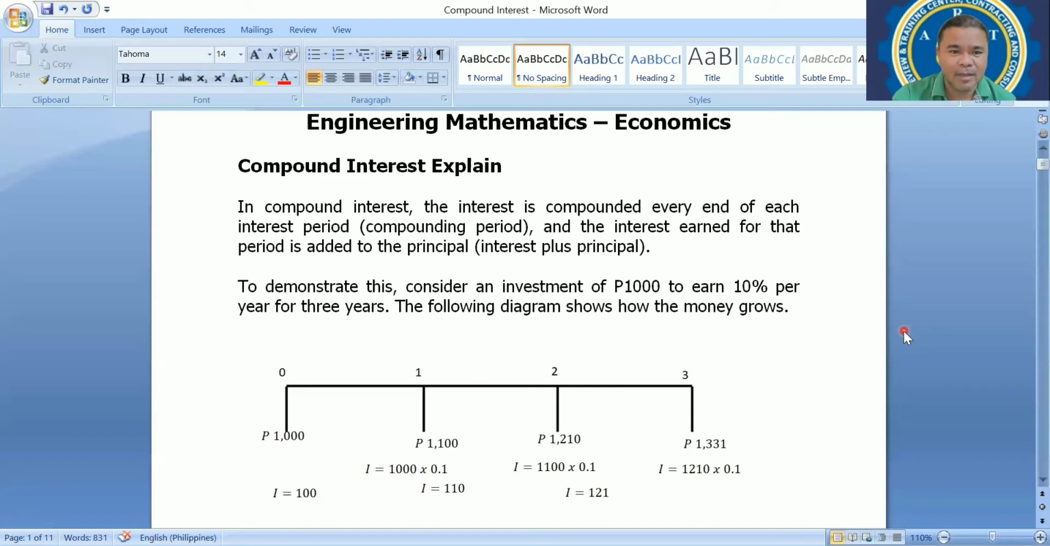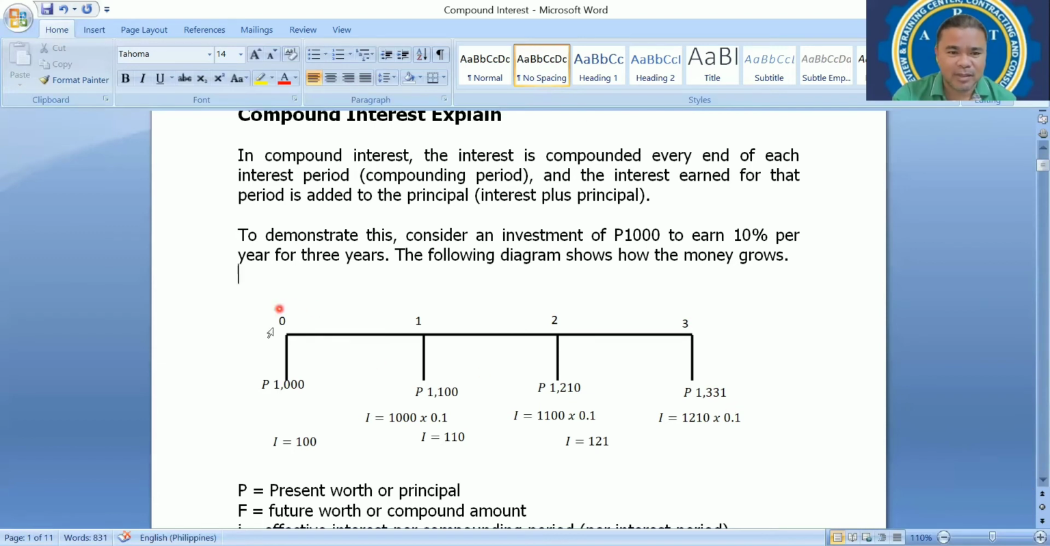To demonstrate this, consider an investment of 1,000 to earn 10% per year for 3 years. The following diagram shows how the money grows. Example, you have 1,000. You borrowed money from the bank or your friend, and it is agreed that it earns 10% per year. So 1,000 for year 0, and after 1 year, the 10% of 1,000 is added, so it becomes 1,100. That is the principal plus the interest of that period.